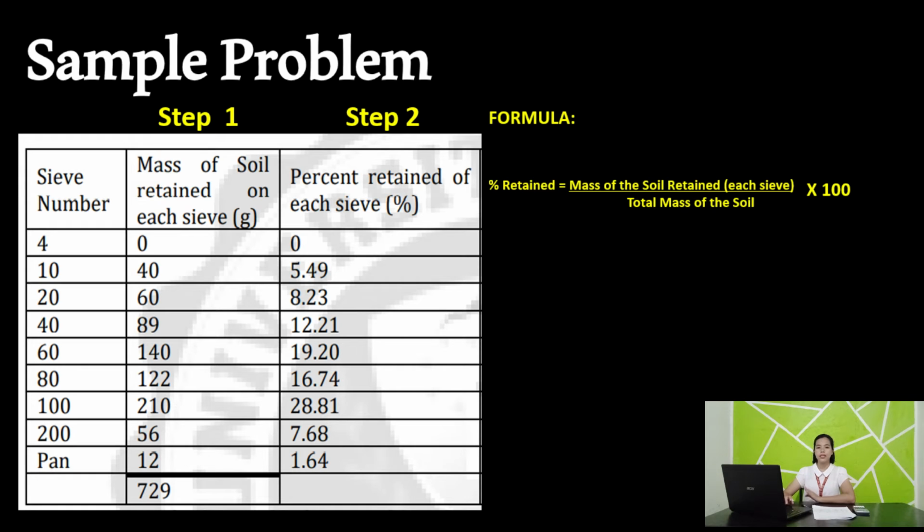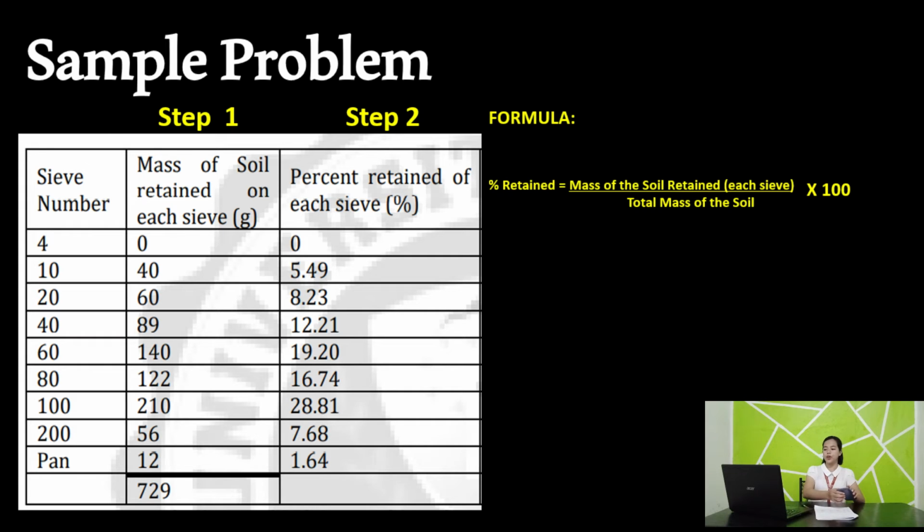Iyahang total mass diri ya is 729. So now, nakasabot na ta sa step 1. For step 2, calculate the percent retained on each sieve. So how do we calculate the percent retained on each sieve? The formula is the mass of the soil retained on each sieve divided by the total mass times 100.